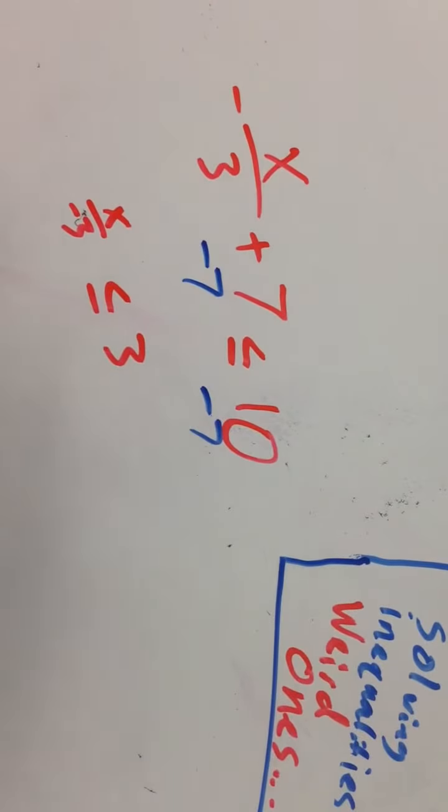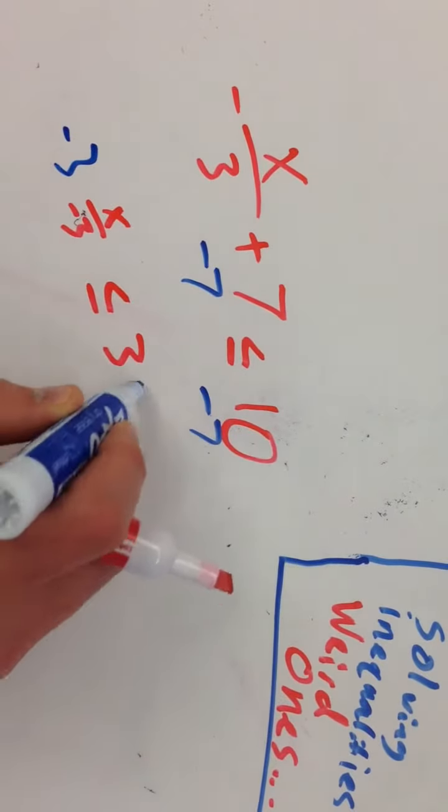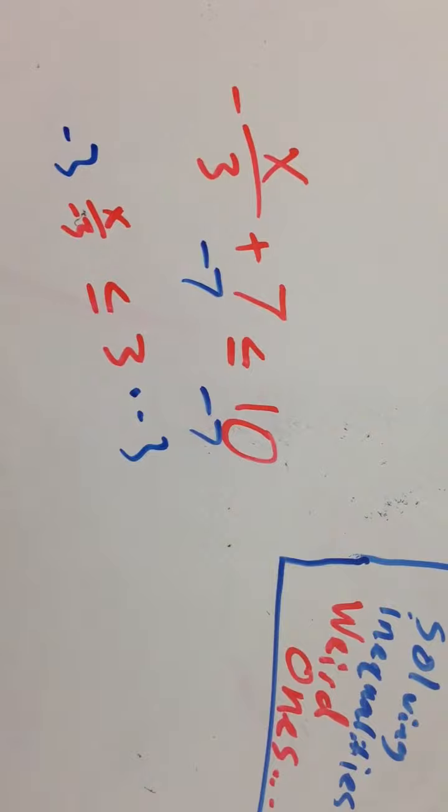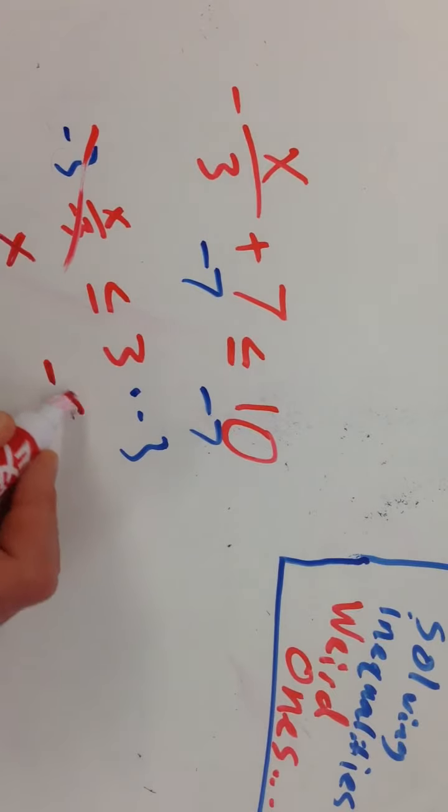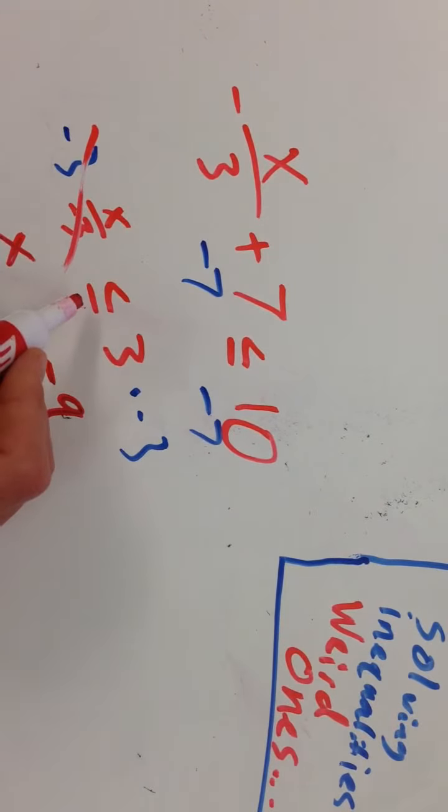Now I want to multiply both sides by negative 3, and as soon as I say multiply by negative 3, an alarm bell should be going off in your head. This cancels out, I get x. This is negative 9, and the last step is when I multiply by negative 3, I need to flip that sign.